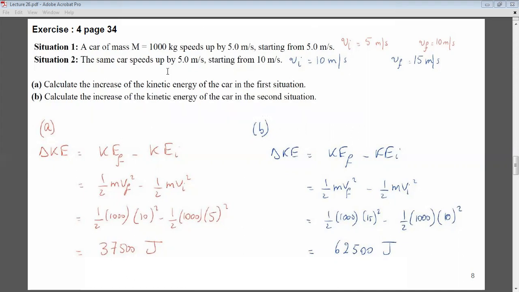So now we know that work W is F_x delta x, where the x-axis we take along the line of motion. Kinetic energy is half m v squared.